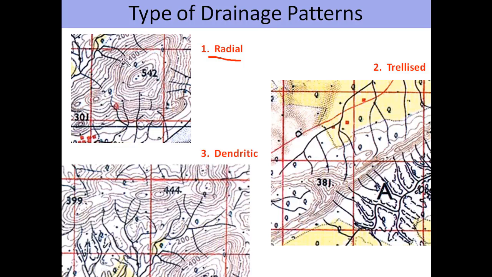Here you can see there are black lines are drawn. These black lines are non-perennial streams. During monsoon, these streams get filled with water and they flow towards all direction from top of the hill. It's called radial pattern. Second one, trellised.